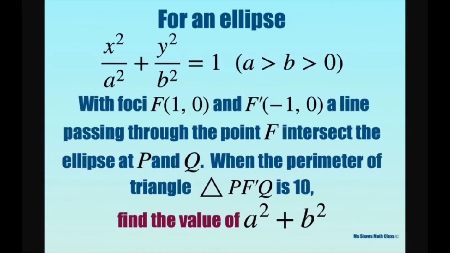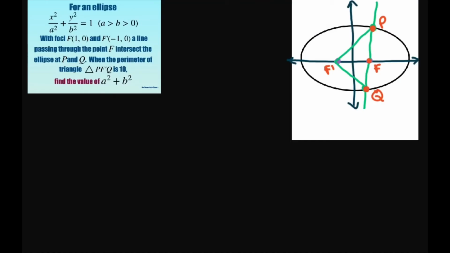For an ellipse, x squared divided by a squared plus y squared divided by b squared equals 1, where a is greater than b and b is greater than 0, we have the foci at (1, 0) and (-1, 0). A line passing through the point F intersects the ellipse at points P and Q. When the perimeter of the triangle PF'Q is 10, we're going to find the value of a squared plus b squared. So basically we have to find a squared and b squared.